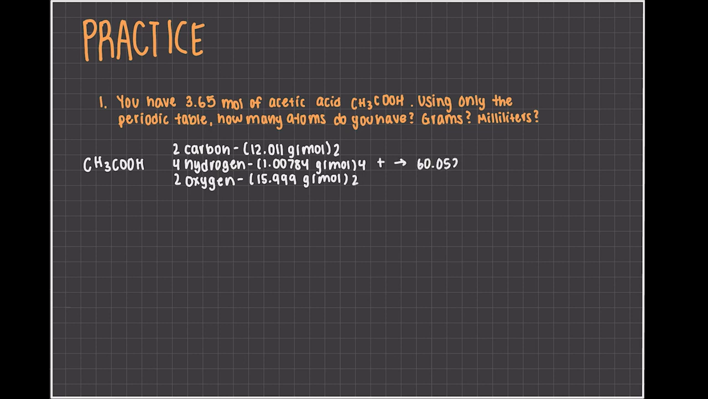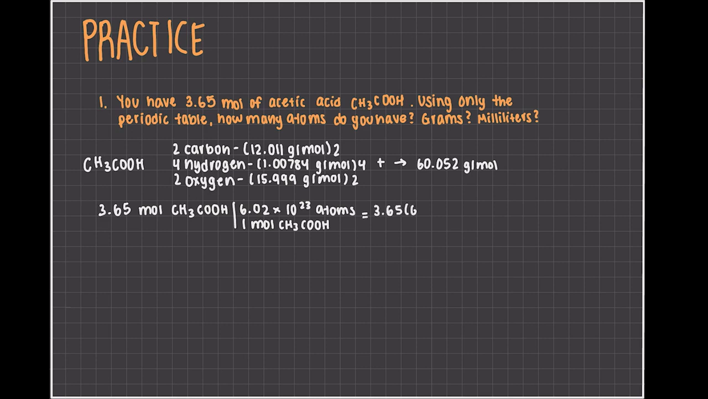So, like before, let's start with what we know. We know we have 3.65 moles of acetic acid, and we know in order to get from moles to atoms, we have to use Avogadro's number. So we put 1 mole of acetic acid on the bottom, and 6.02 times 10 to the 23rd atoms on top. After doing the math, we get 21.9 times 10 to the 23rd atoms because both mole units canceled and we're left with atoms on top.